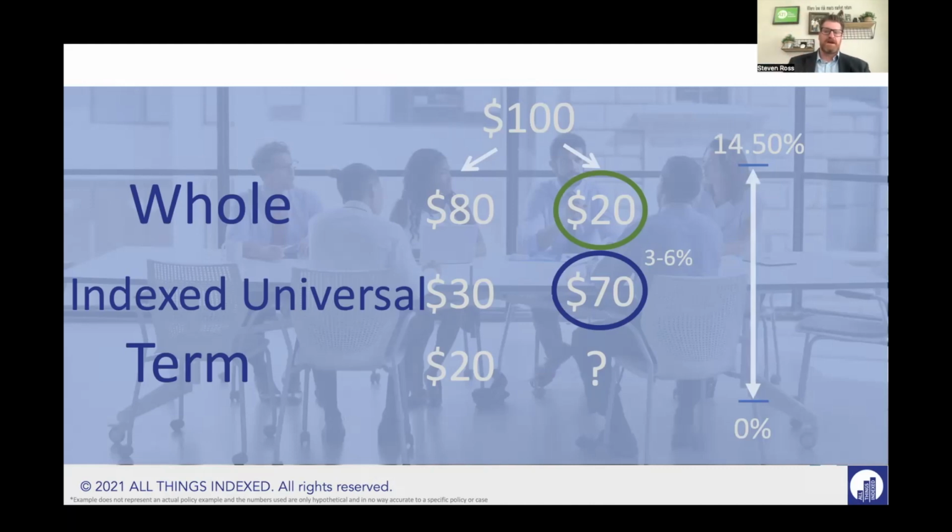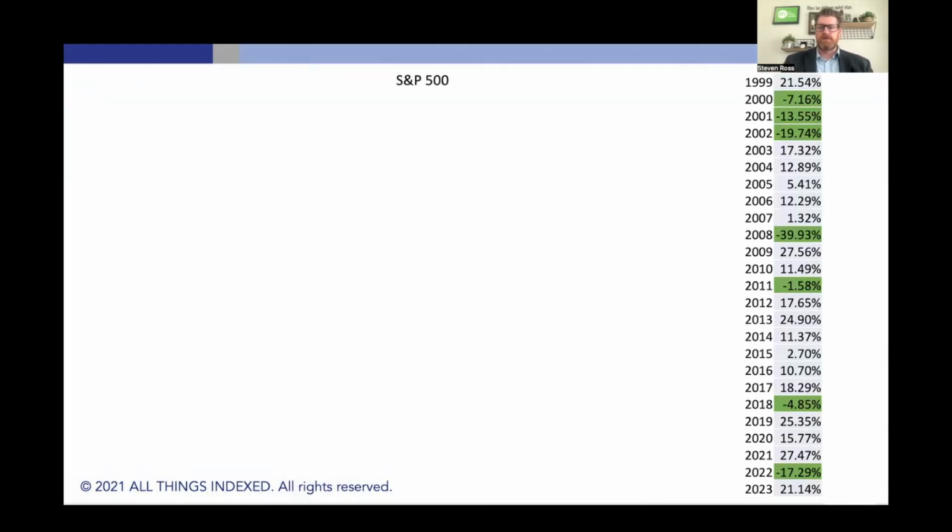But the fact that you never lost anything makes a huge difference, okay? And so if we look at the market over the last 20 plus years, the green years are all the down years, and there's only 7 of them. So there's only 7 down years. The rest are up, right? And all these remaining up years, many of them are well over 10%. So great returns in the up years, very few down years, okay?